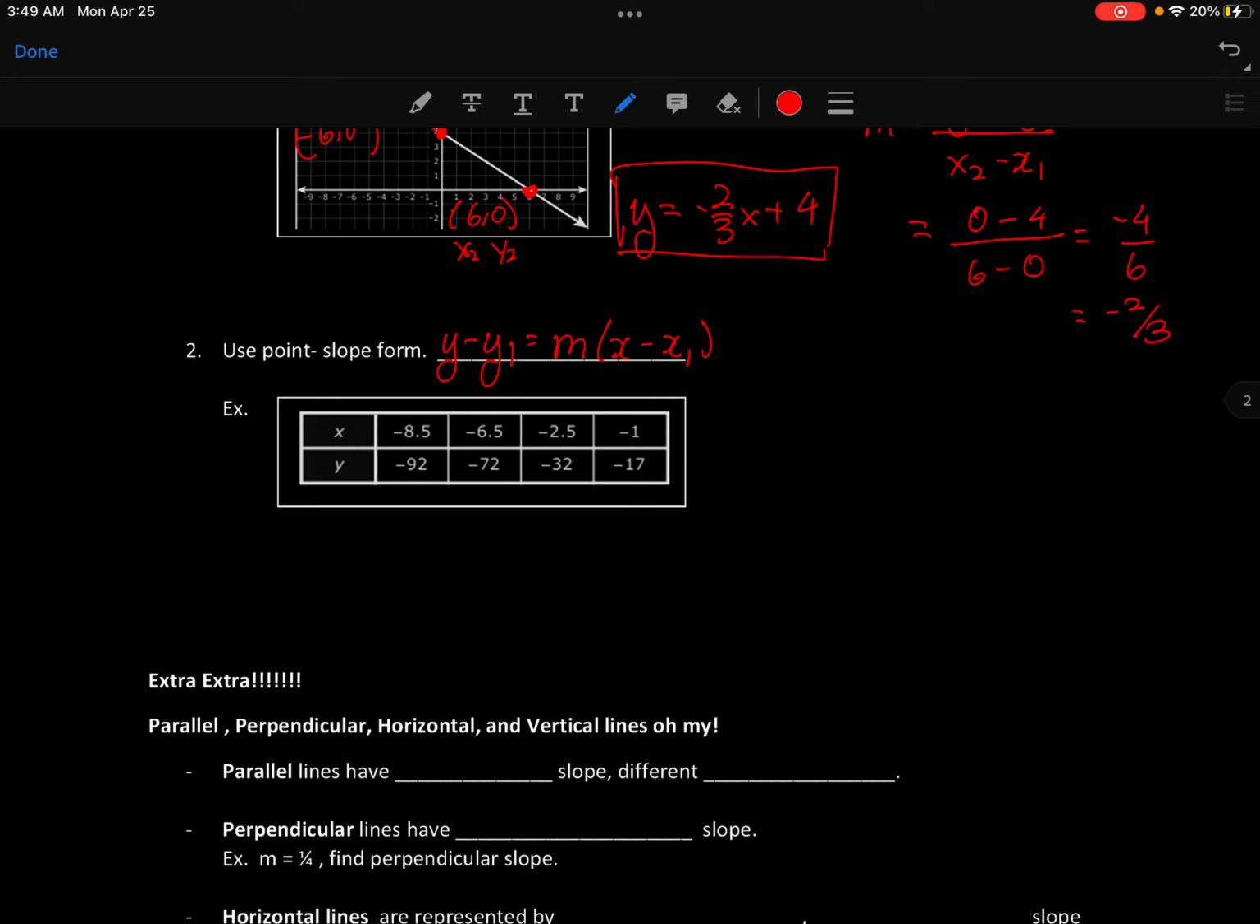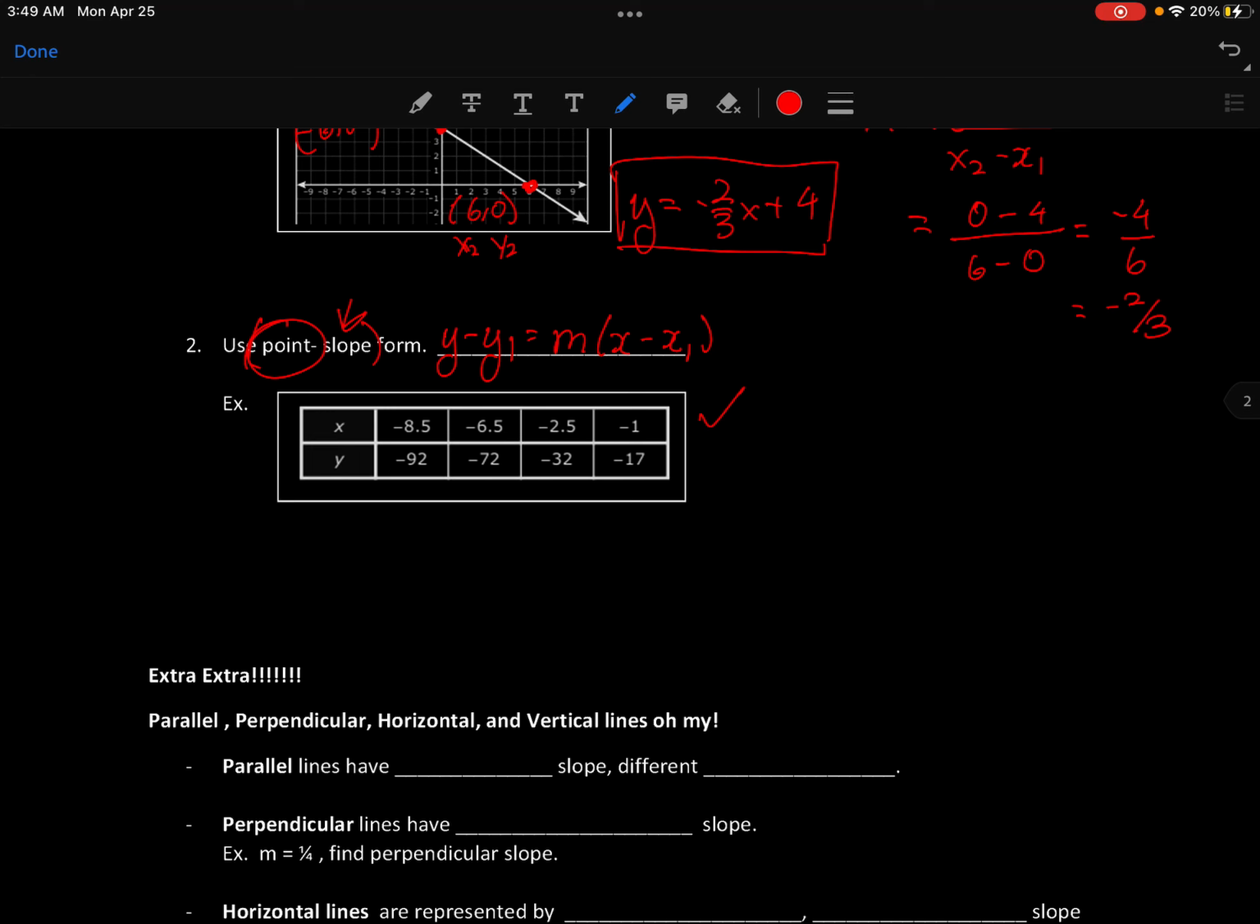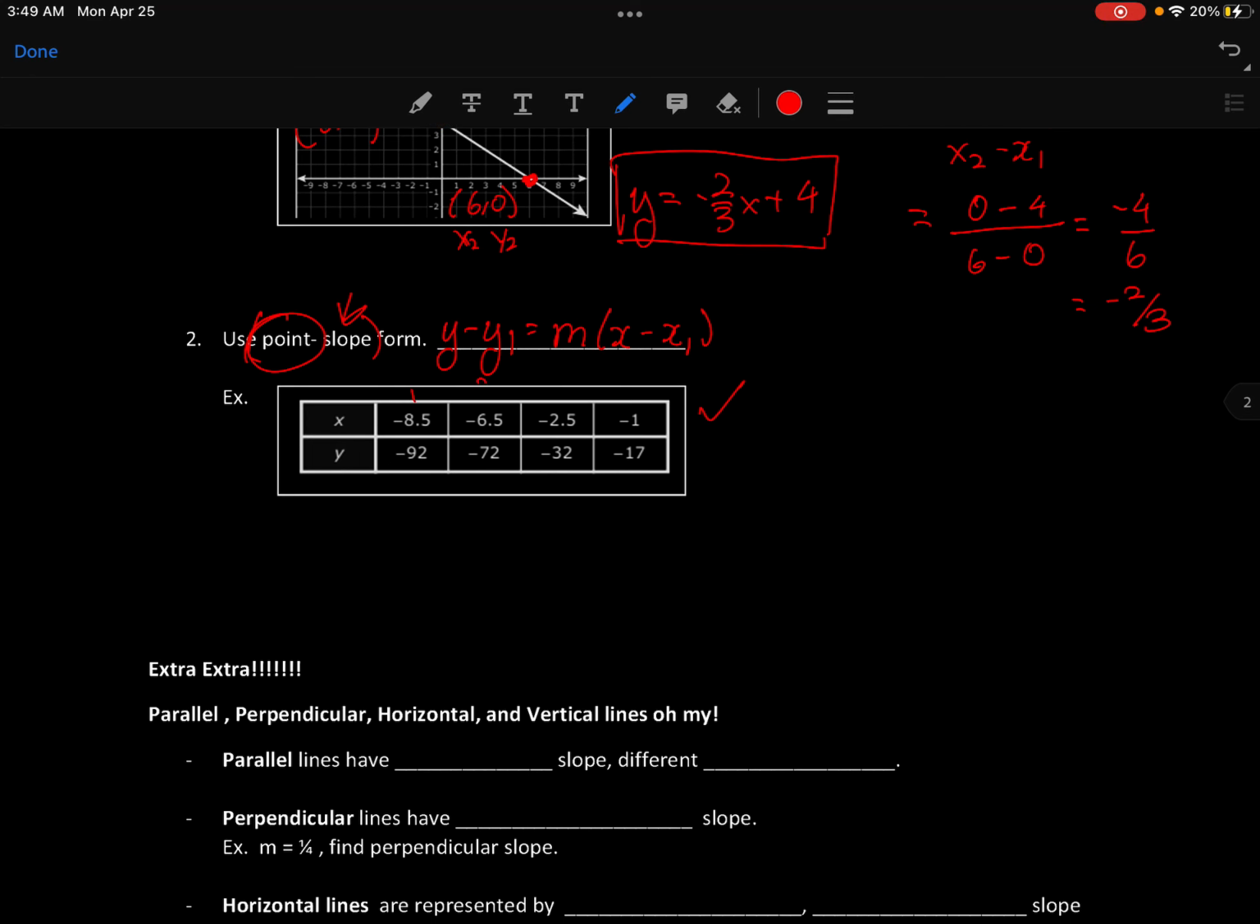Okay, what do you think are the two things that are required for the point-slope form? You guessed it, it's just the point and the slope. Are we given a point here? Yep. We have 1, 2, 3, 4 points actually. So that fits the requirement, but are we given the slope? No, so we need to find it. Remember, whenever you see a table, find the slope.